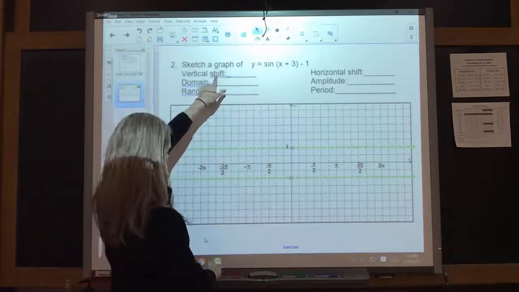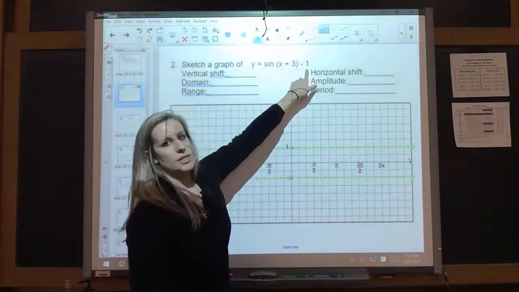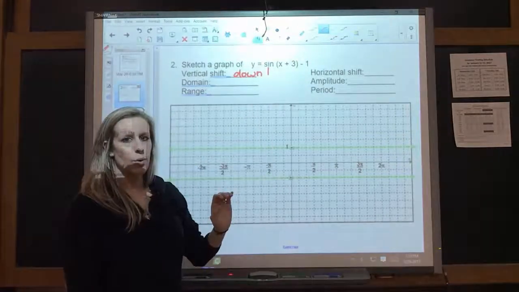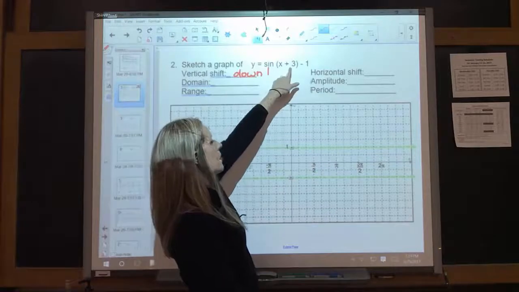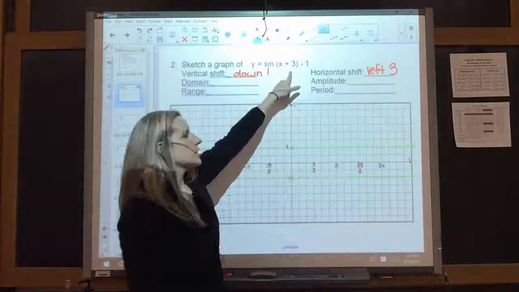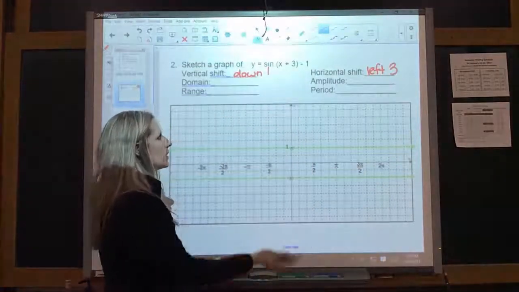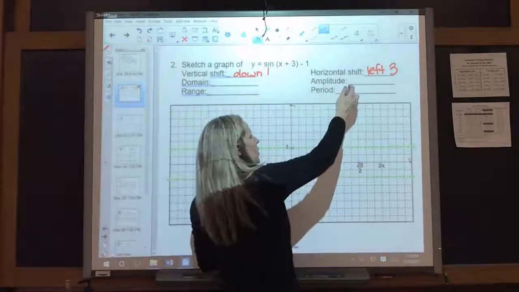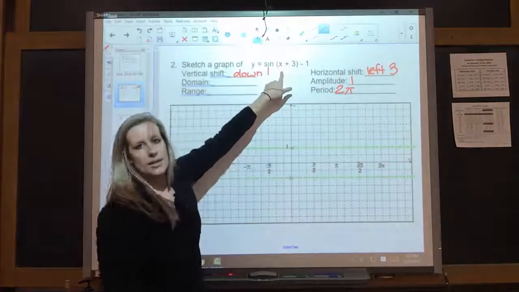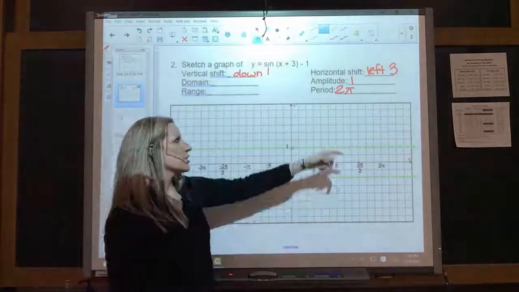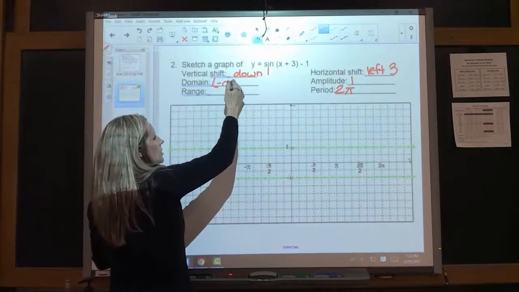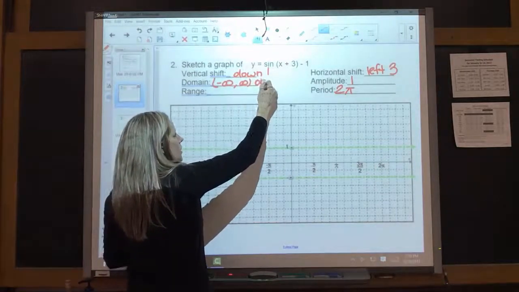So my vertical shift is up or down, and this graph is going to go down 1. Horizontal shift is left to right. I'm actually going to go to the left 3 because it says +3 in parentheses, and it does the opposite of what you think. So left 3, my amplitude is a sneaky 1. My period is going to be 2 pi over the number in front of x, and we have a sneaky 1 in front of x, so it's just 2 pi. And we can go ahead and put our domain, negative infinity to positive infinity, for all real numbers.